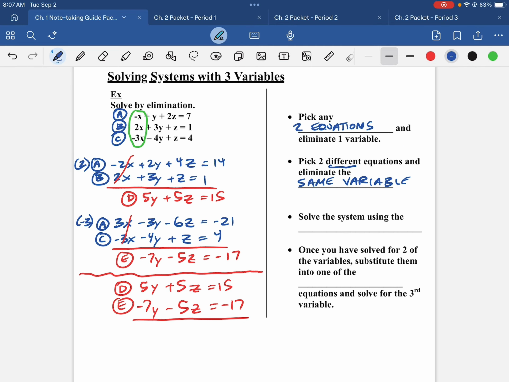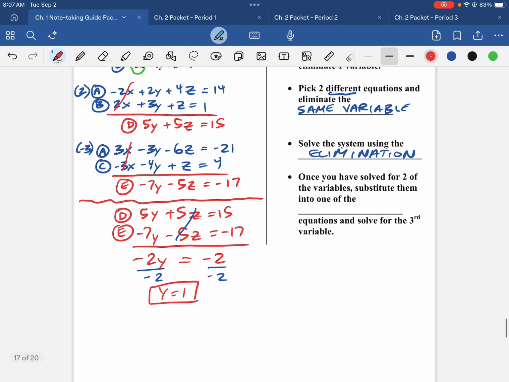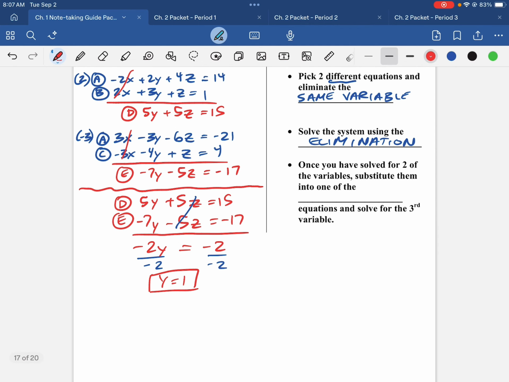So here, I'm using elimination to solve these. You could actually use substitution if you preferred at this point. Okay, but yeah, I'm using elimination here. So now let's see, -2y equals -2, and that means y is going to equal 1. Okay, now I'm solving this system here. So we've got the y, but this system with 2 variables and 2 equations still has a z, right? So we want to go back and get the z as well.